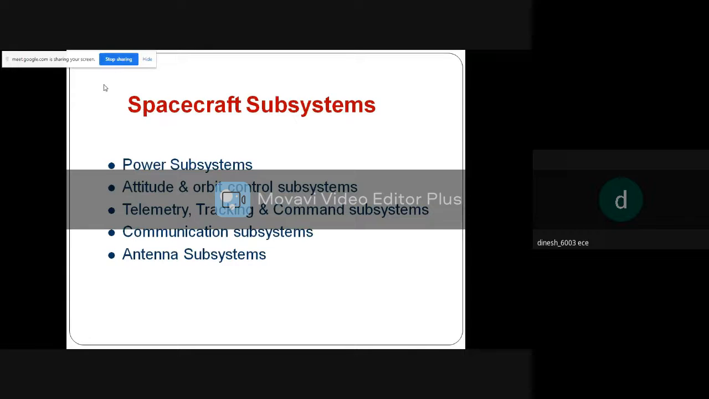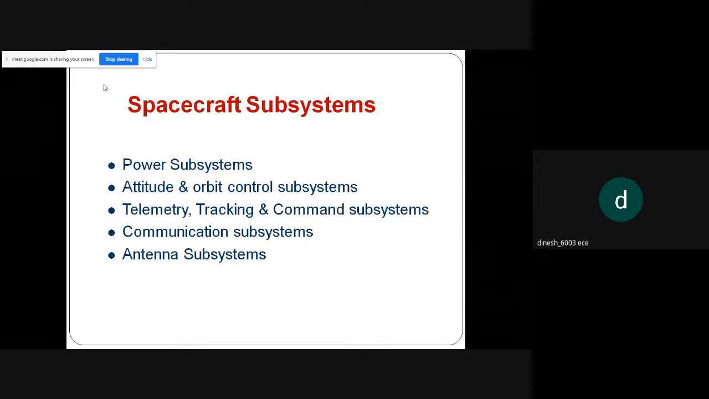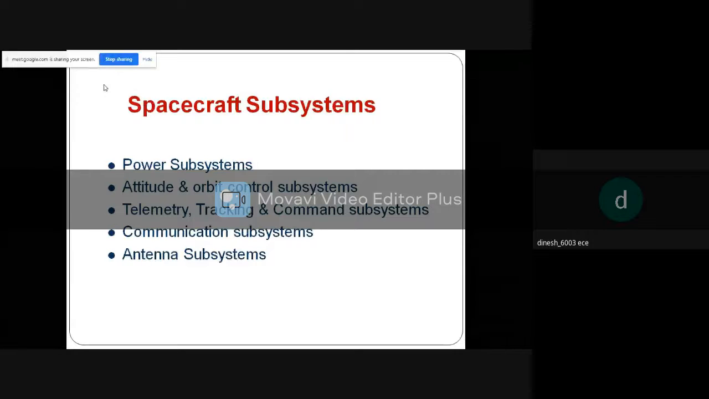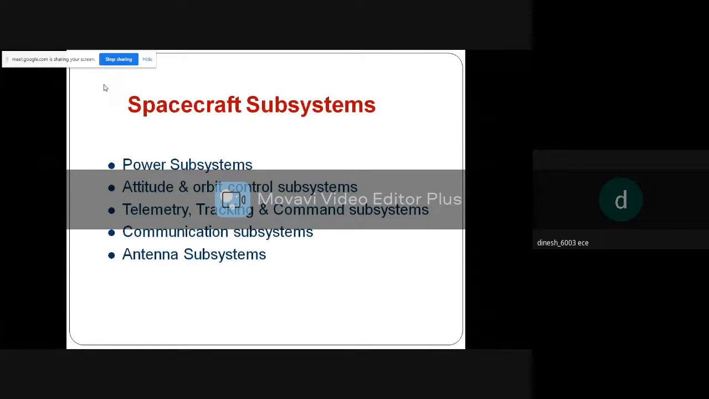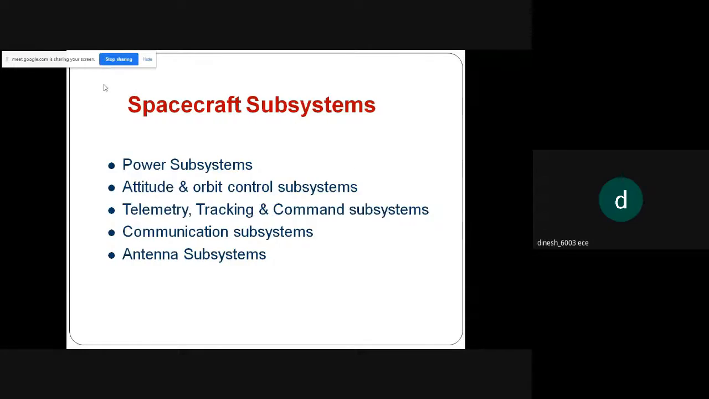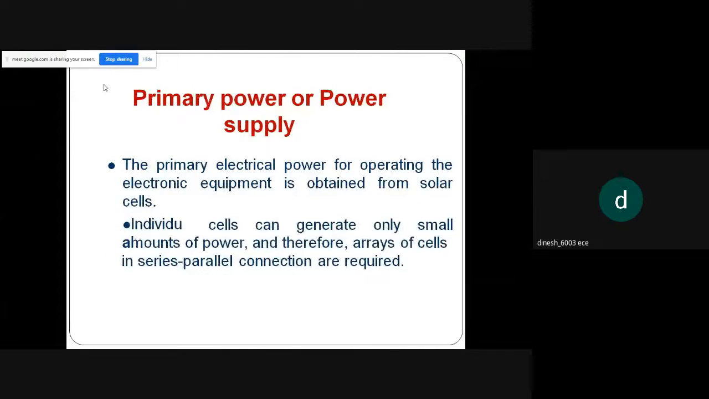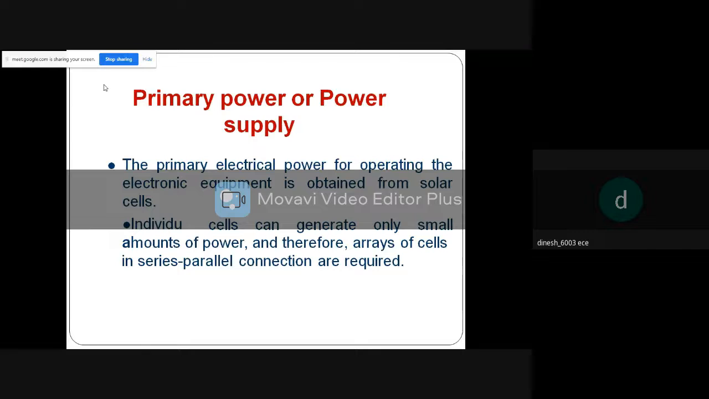Fourth one is your communication subsystem, which has your transponders in it, and we have the main link between the Earth station and the space stations. The connectivity between them is being done by antenna subsystems. So let us see in depth about the power supply for the satellite system.